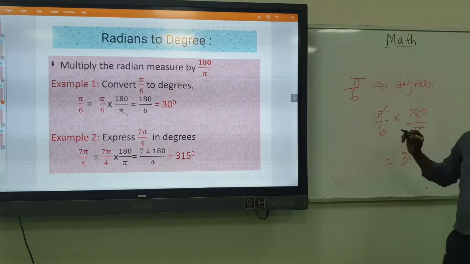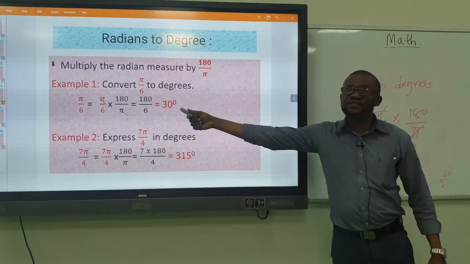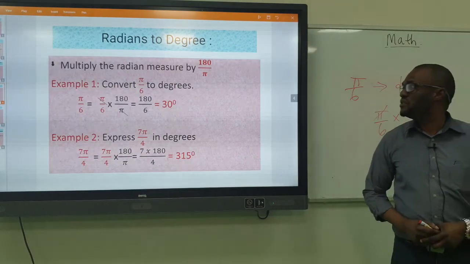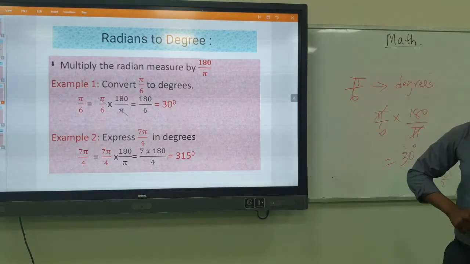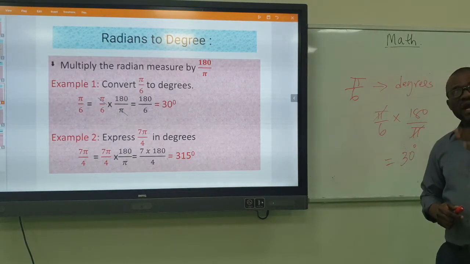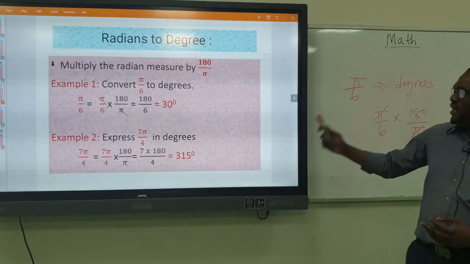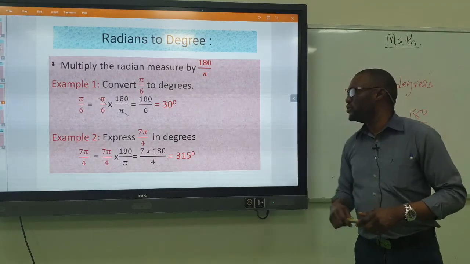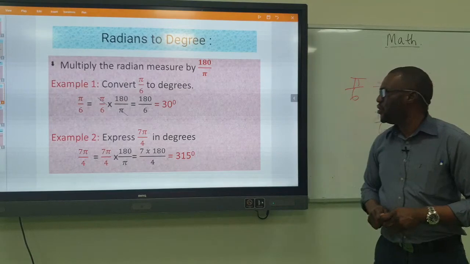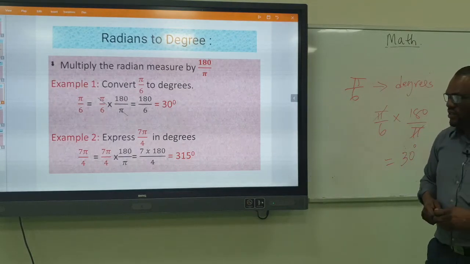When you calculate your value like the first one and you leave it as 30, I won't assume that you are accurate. It can be 30 kilometers, it can be 30 centimeters, 30 what? The unit of your answer is very, very important. Here, you make sure you use 30 degrees, and here it is 315 degrees.